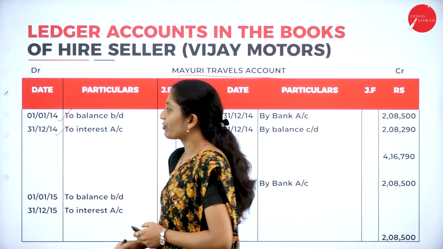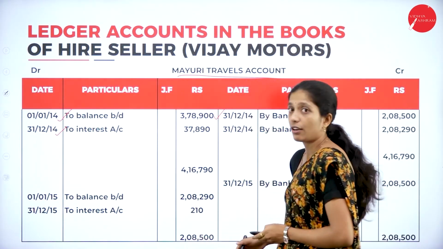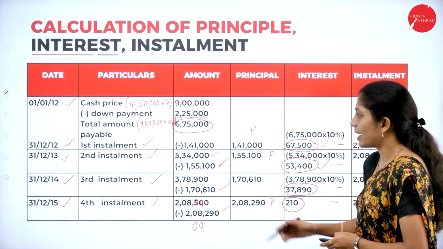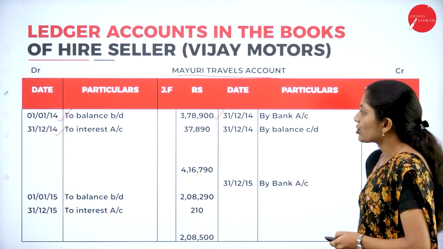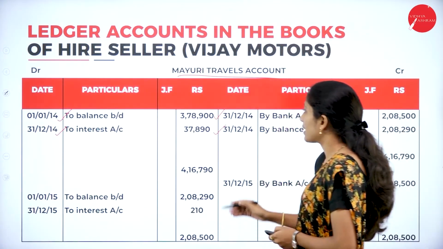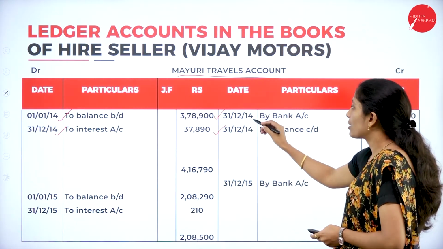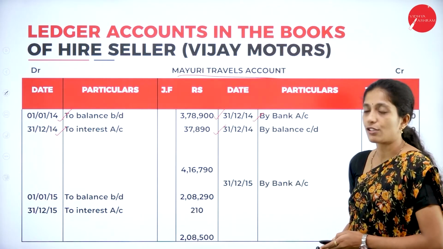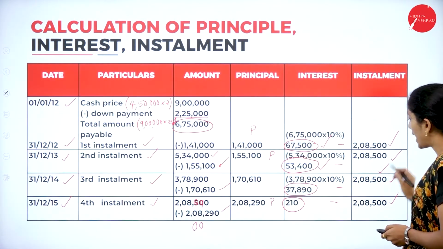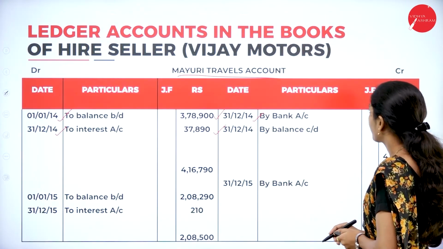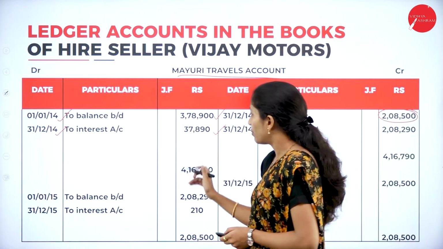So at the end of 2014, 31/12/2014, to interest account. So what is the third year interest? It is 37,890. So record that, 37,890. Next, receiving of the installment amount, 31/12/2014, by bank account. So what is the third year installment? So here the installment remains the same, 2,08,500. Next, as usual, you will balance both the sides.